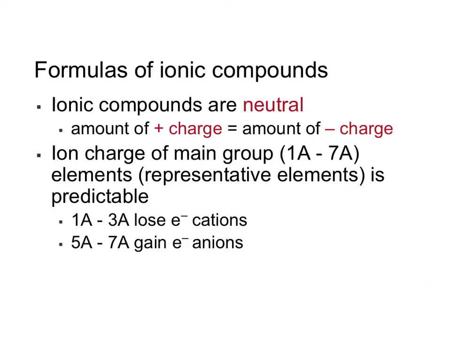This leads us to how we come up with the formulas for ionic compounds. Ultimately, when an ionic compound forms, it will be neutral. And so the amount of positive charge from the ions will be equal to the amount of negative charge from the ions. And so let's remember that the ions of our main group elements are predictable. The metals in 1A to 3A will tend to lose electrons and form cations. Our nonmetals in groups 5 to 7 will tend to gain electrons to become anions in a predictable way. For instance, magnesium in group 2 will tend to form a magnesium 2+ ion, whereas bromine, which is in group 7, will tend to gain 1 electron to form a bromide 1- ion.